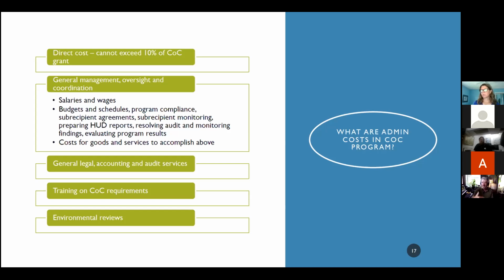Also, any time that you're expending, like right at this minute, on training on COC requirements is time that you can bill to the admin line. And therefore, as long as you have a timesheet that can support that, if you were charging indirect, you could also apply your indirect rate to those eligible administrative expenses. Next slide, please.